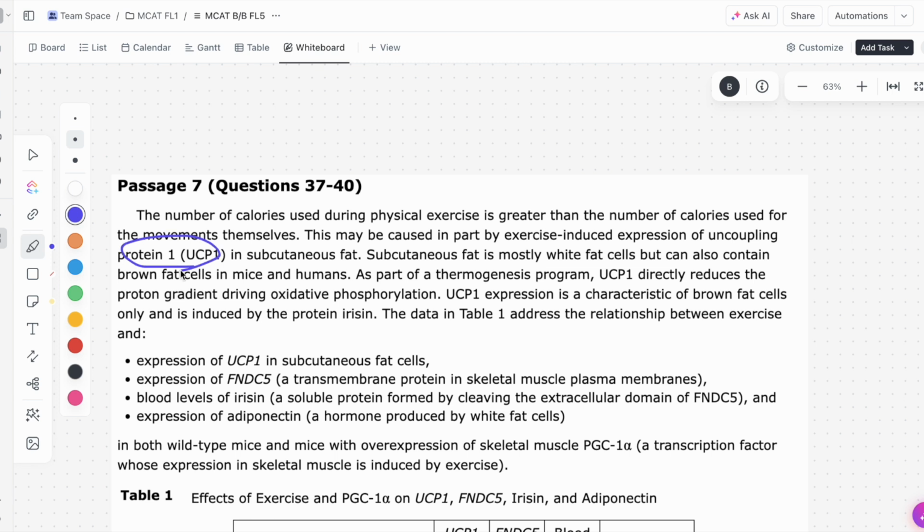Oh, I should emphasize here I lost my tablet, so my drawing is going to be a little bit rough for this passage, but should get better by the next passage. Anyways, so it is an uncoupling protein 1.